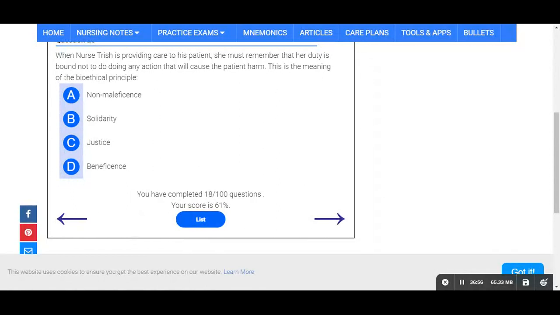When Nurse Trish is providing care to her patient, she must remember that her duty is bound not to do any action that will cause patient harm.